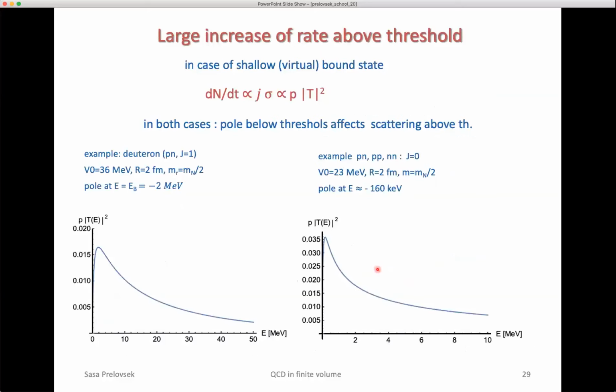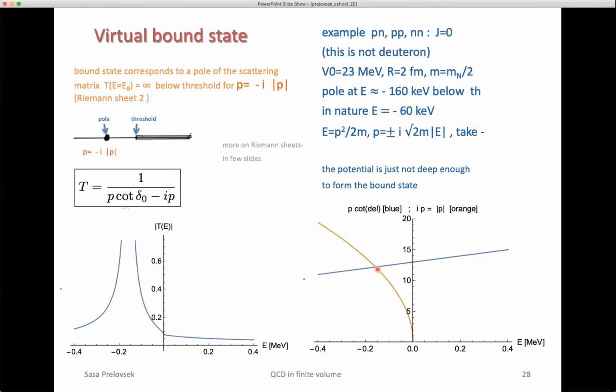Excuse me, can I ask a question, please? Sure. I probably didn't fully understand what's the difference between a true bound state and a virtual bound state. As far as I understood, the main difference from a theoretical point of view is that the pole occurs for negative imaginary momenta instead of positive, right? Yeah. This is basically the only difference.